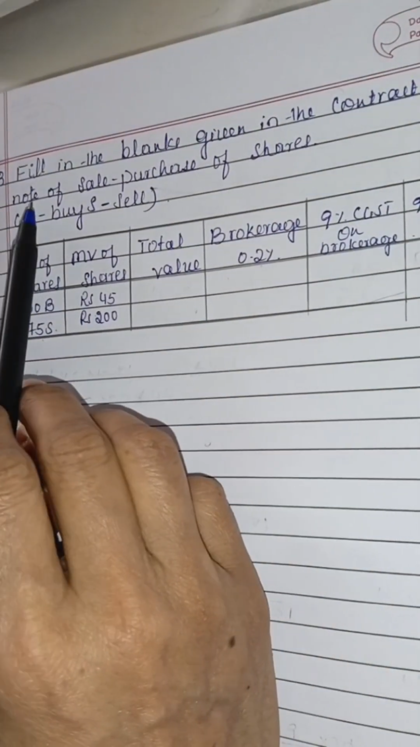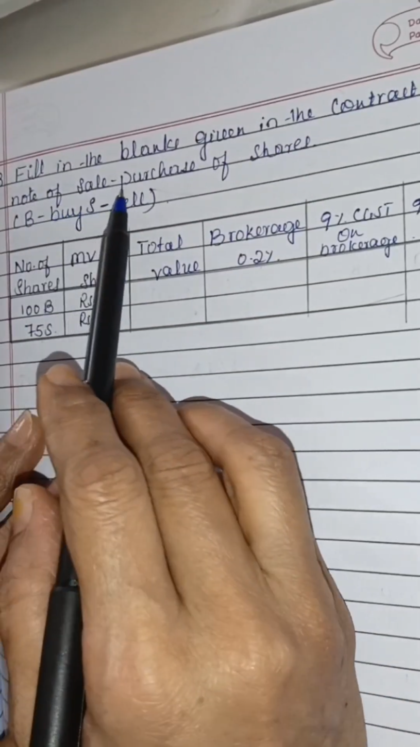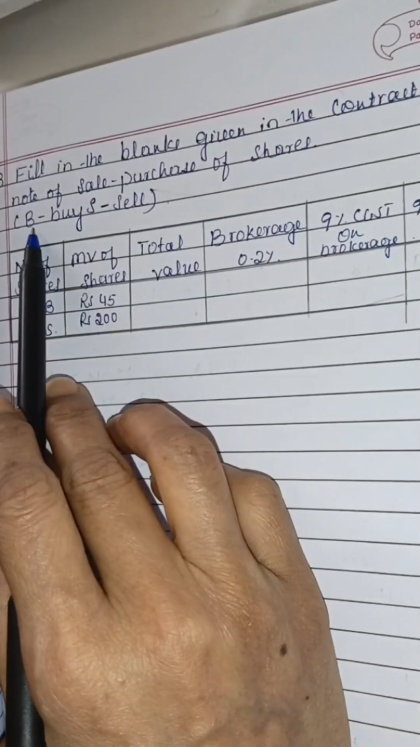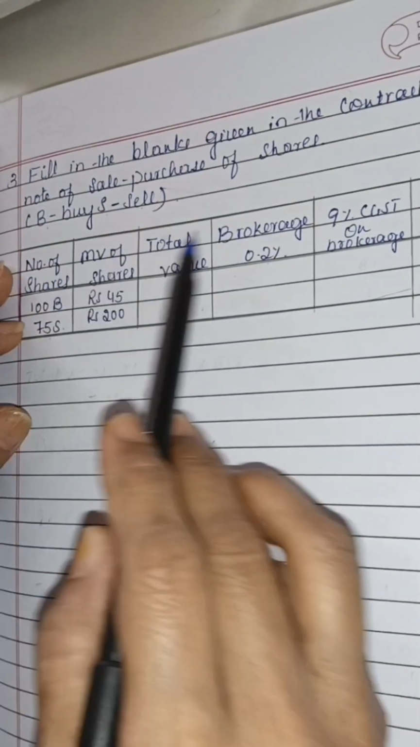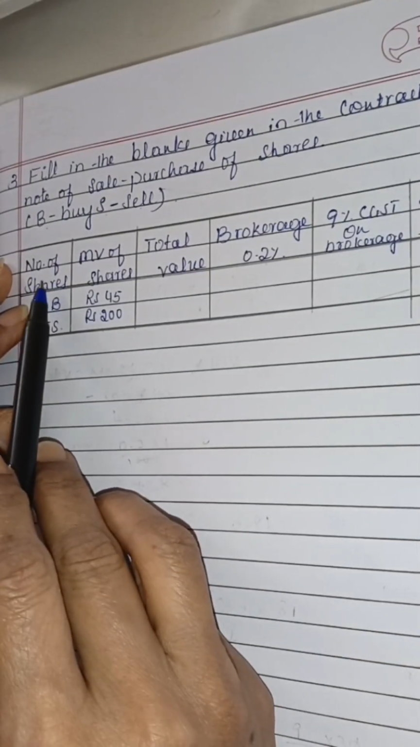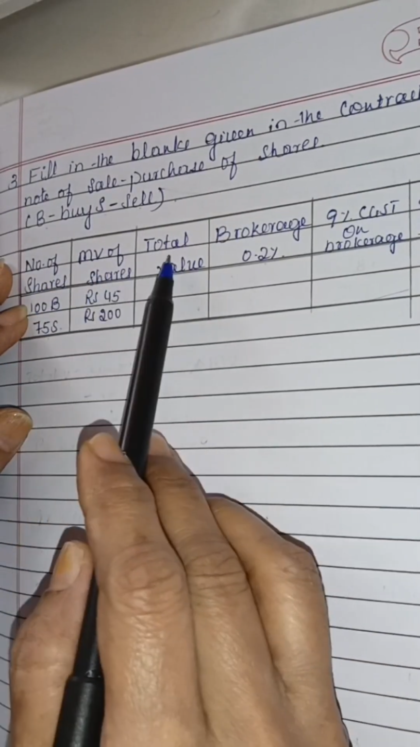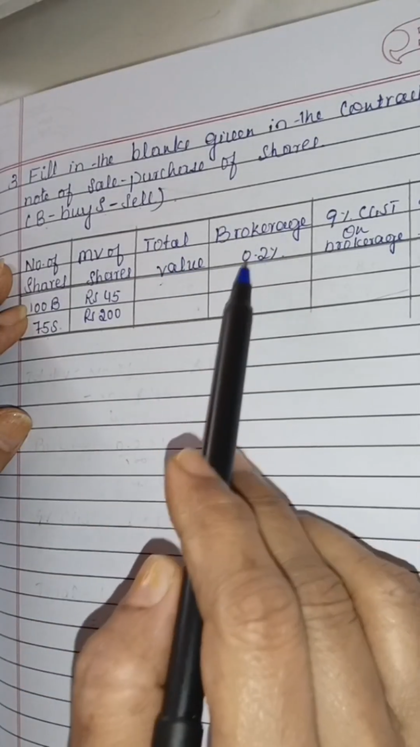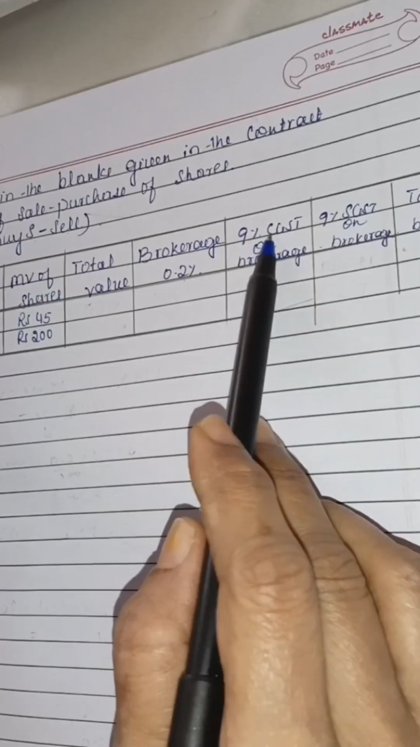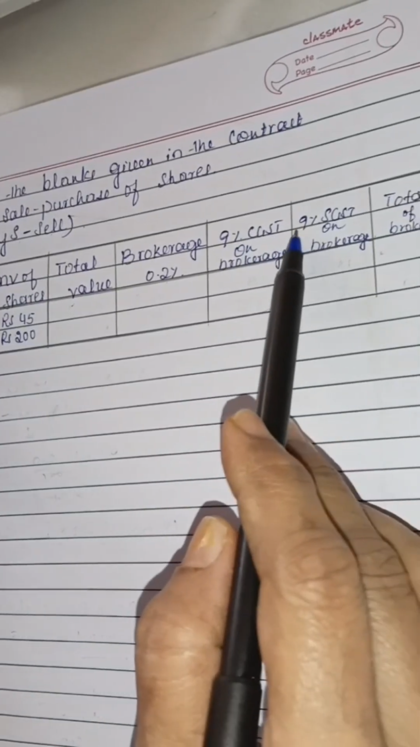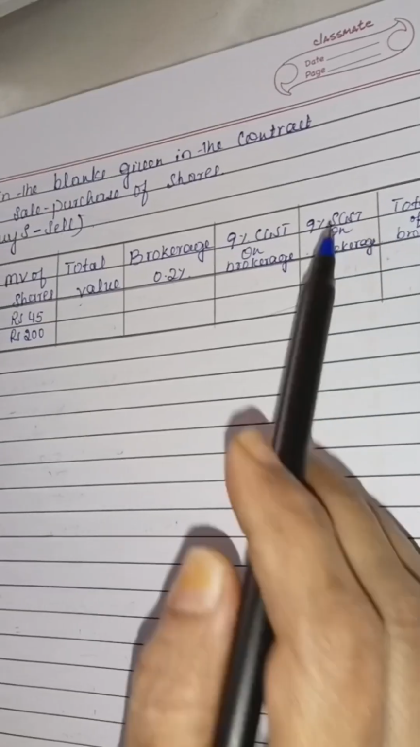Question number 3. Fill in the blanks given in the contract note of sale and purchase of shares. Here B means buy, S means sell. See, this is the given column. The first column shows number of shares. The second column shows market value of shares. Third, total value. Fourth one, brokerage. This is rate 0.2%. Then 9% of CGST on brokerage. 9% of SGST on brokerage. Then total of brokerage. Total we have to take.